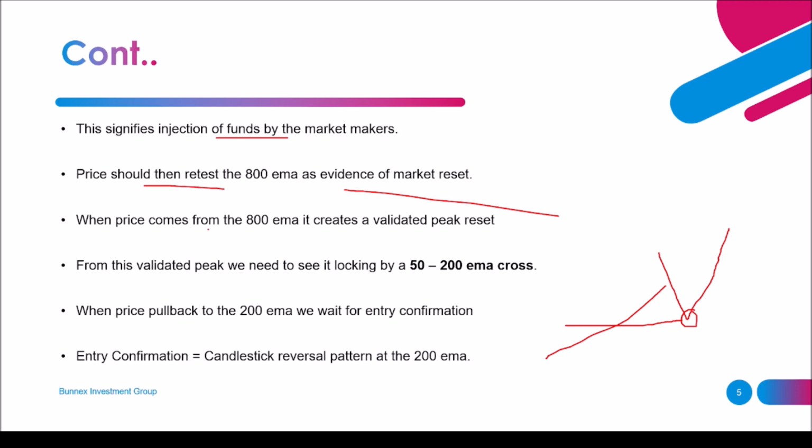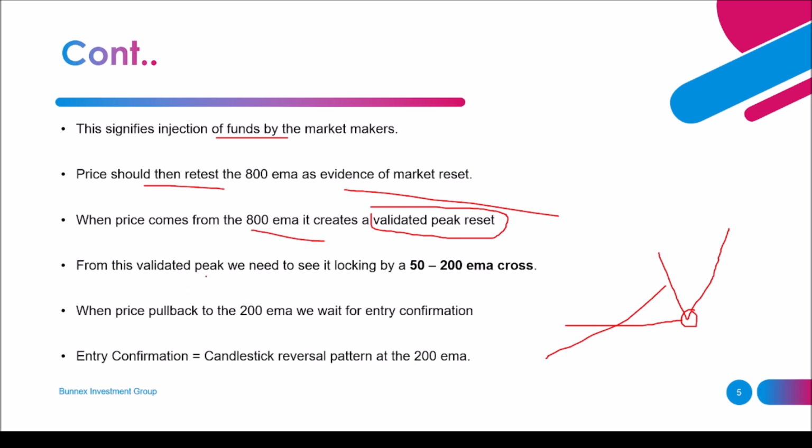Then when price comes from the 800 EMA, it creates what we call a valid peak. Peaks are reversal points that are available to us on the charts, and they are very difficult to catch. But if it is coming from the 800 EMA, it's almost a guaranteed peak reset. So basically, M15 should first retest the 800 EMA.